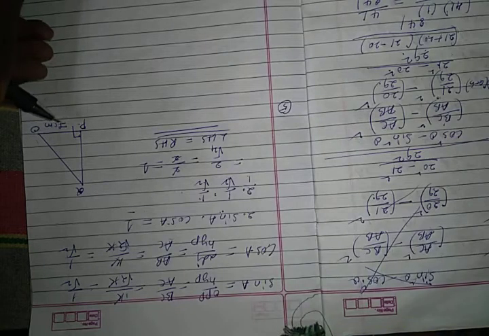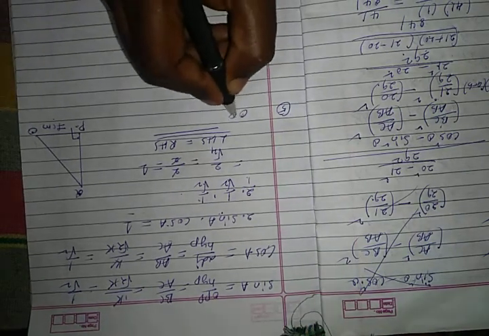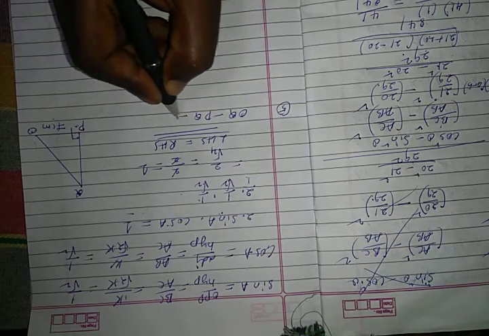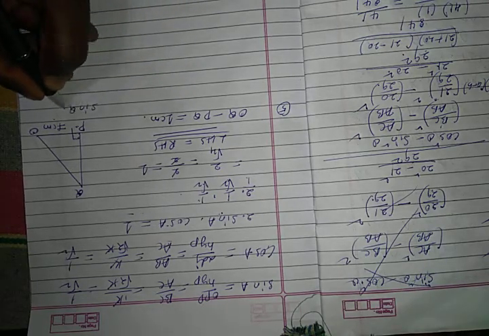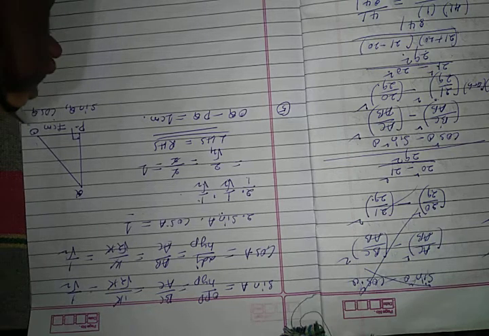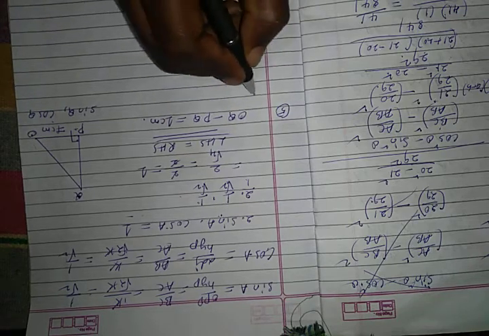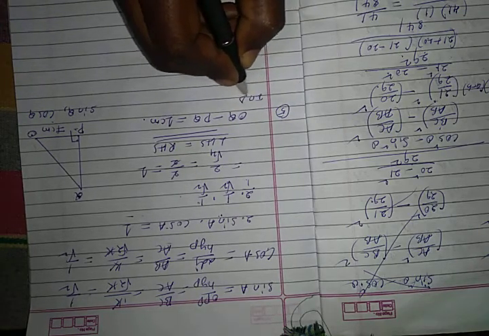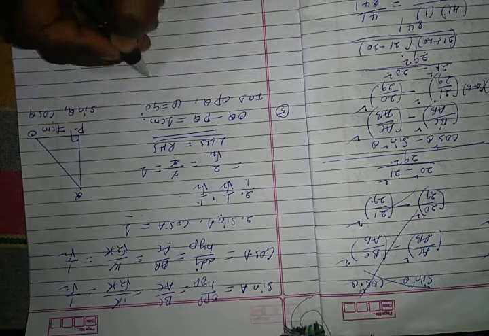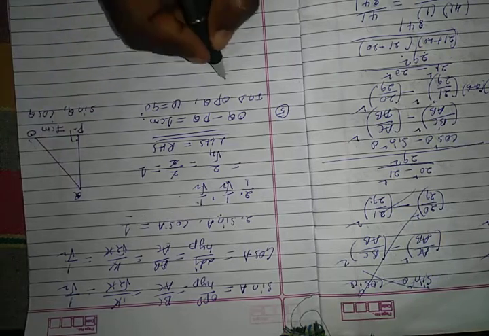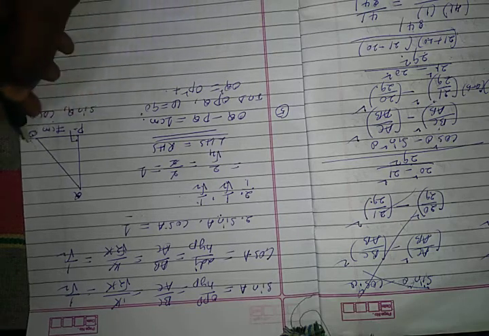Let us write the given. What is the given? OP is 7 centimeter, and also OQ minus PQ is equal to 1 centimeter. So we have to find out the value of sin Q and cos Q. See, this is a given right angle triangle. Let us see. By applying in triangle OPQ, angle P is equal to 90 degree. By using Pythagoras theorem, OQ square is equal to OP square plus PQ square.